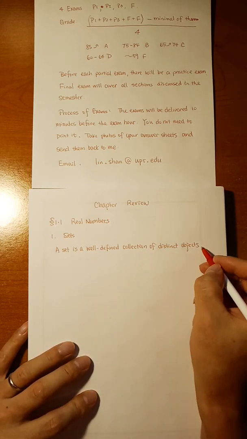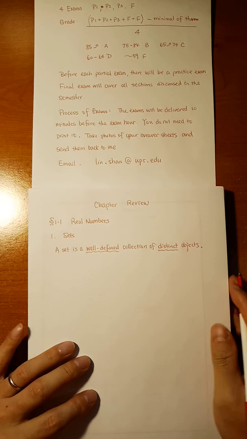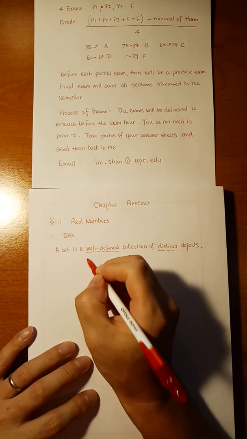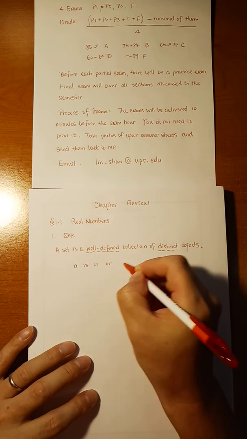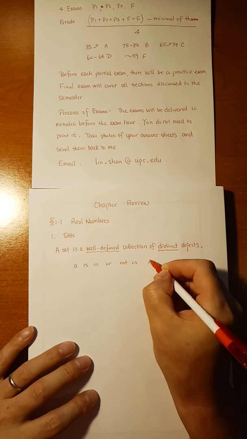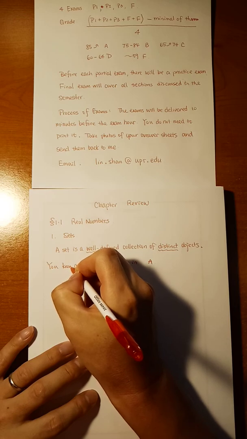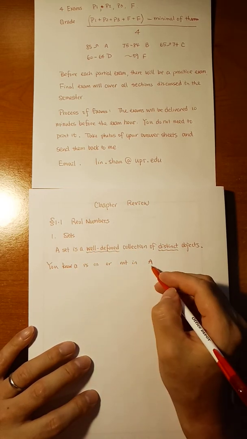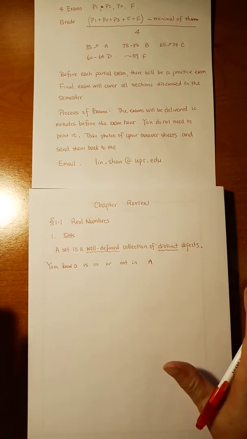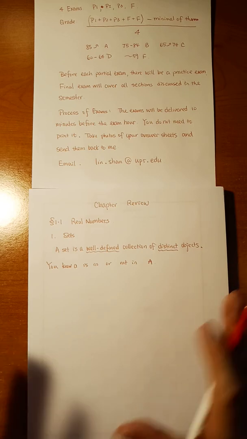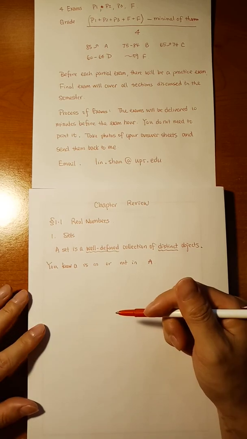This definition actually has two important words. One is well-defined. Well-defined means you will know if an element is in or not in a set A. Okay, so that is well-defined. There's no gray area, something you are not so sure about. That is not a set. You are pretty sure whether this is in or out. So that's well-defined.